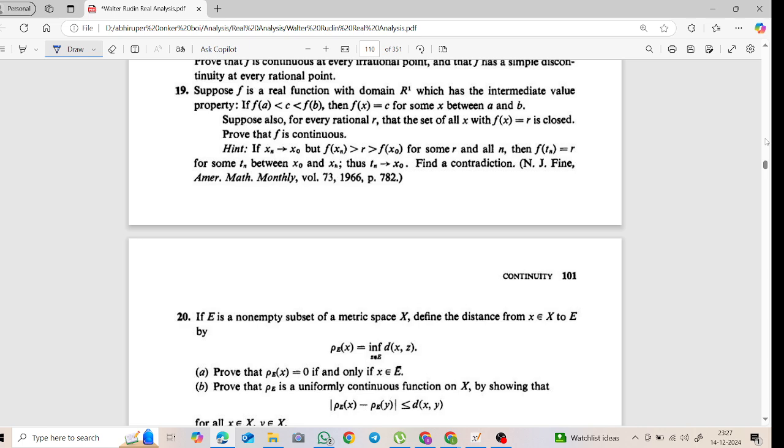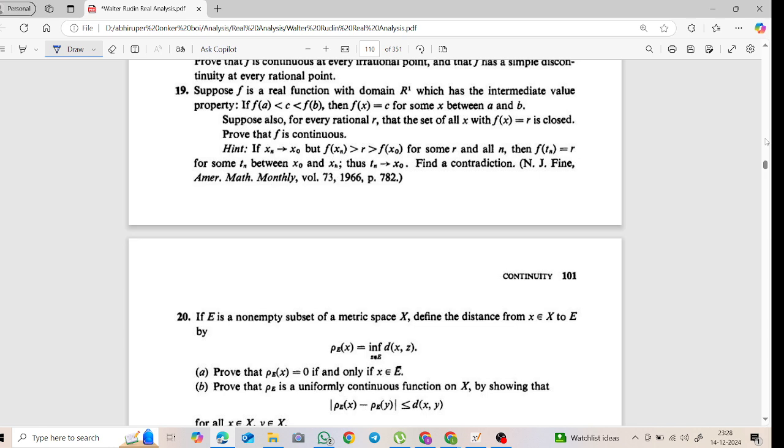What is their approach basically? I think they are trying to say that suppose f is not continuous. So there exists xn converging to x naught, but f(xn) doesn't go to f(x naught). So f(xn) is strictly greater than R, which is strictly greater than f(x naught), for some R and for all n. They have taken a rational in between. Then Tn is R for some Tn between x naught and xn, why is that? Yes, for intermediate value property.